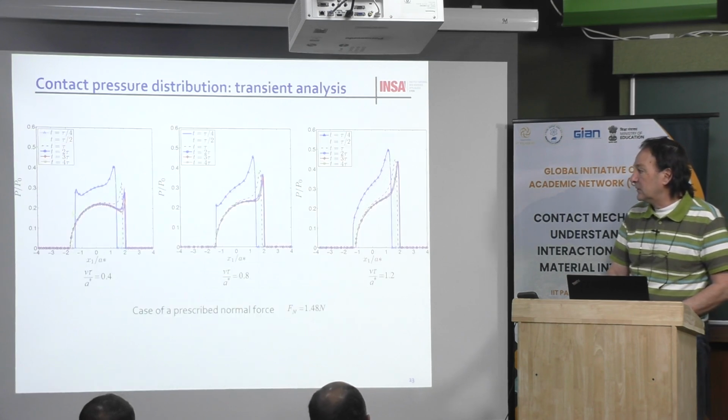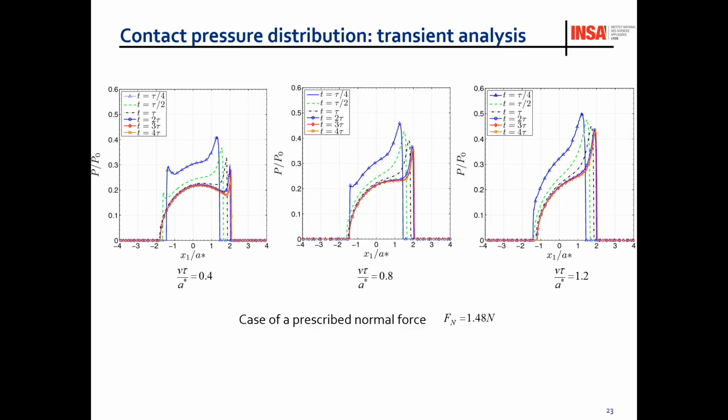Okay, then again some results that give some strange profile, but anyway, here you can see how we reach the steady state regime. Then this is for different speeds, 0.4, 0.8, and 1.2. You can see that the shape is very different. The maximum is the same for each curve.